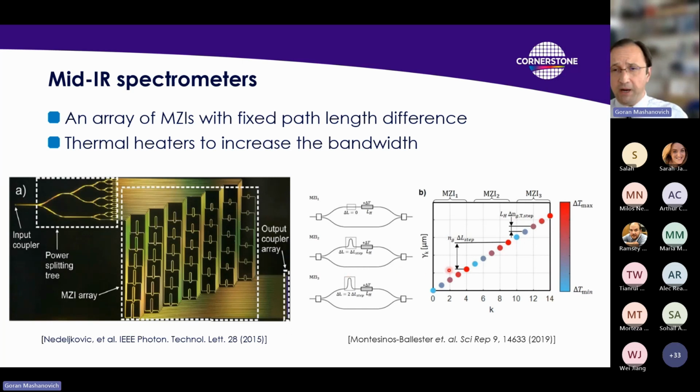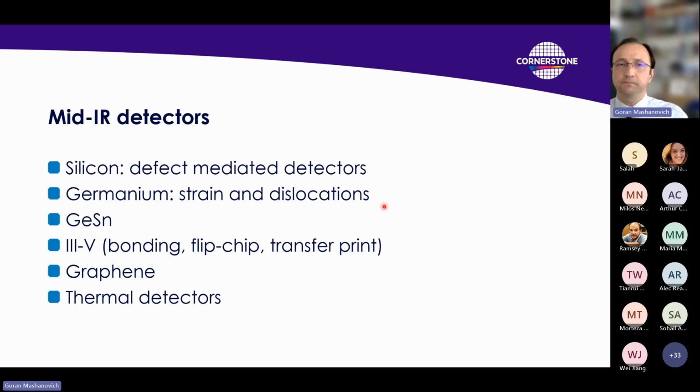So Delphine's group in Paris combined these two approaches in their braided design. So they have these asymmetric Mach-Zehnders, but they also integrated heaters such that they can finely tune the phase between the 2 arms, and then they also got good bandwidth.